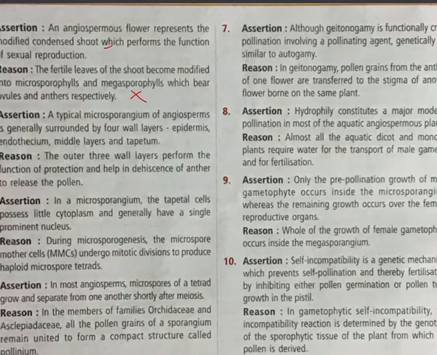And now question number 3. Assertion: In a microsporangium, the tapetal cells possess little cytoplasm and generally have a single prominent nucleus. Reason: During microsporogenesis, the microspore mother cells, that is MMCs, undergo mitotic divisions to produce haploid microspore tetrads. I think both the statements are wrong, assertion and reason. The answer has to be D.